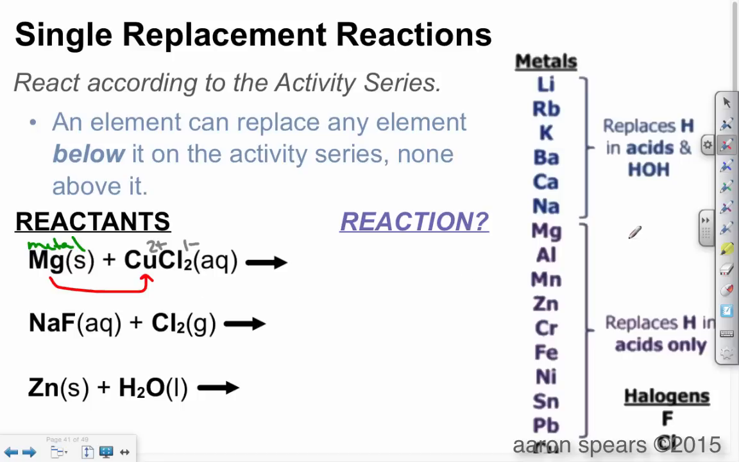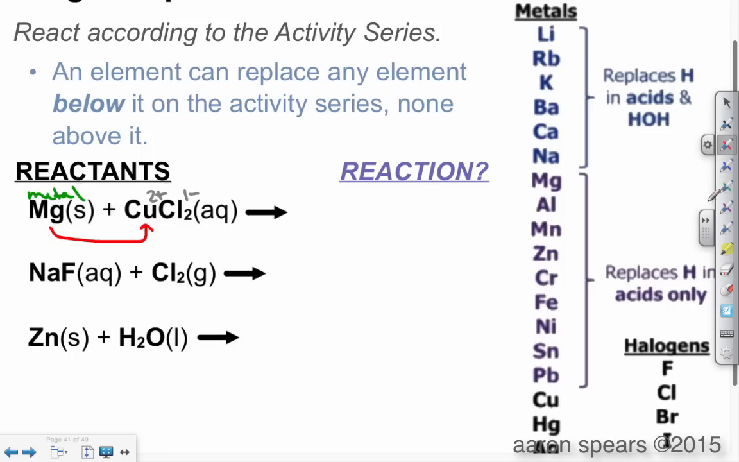Now, this reaction will only work if magnesium is higher on the activity series list than copper. So we go to the activity series for metals and we note the positions of magnesium and copper. Notice that magnesium is higher on the activity series than copper. Therefore, magnesium is more reactive and will replace copper in this compound with chloride. So this reaction will take place.